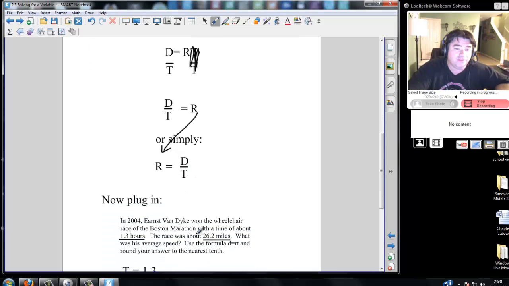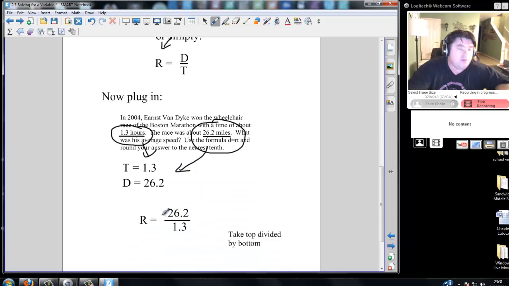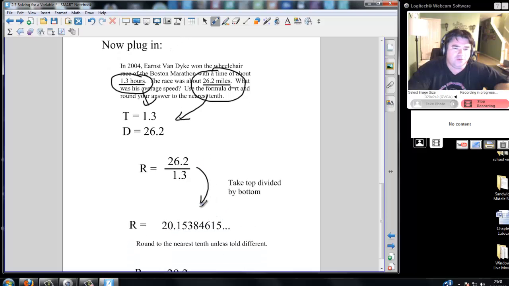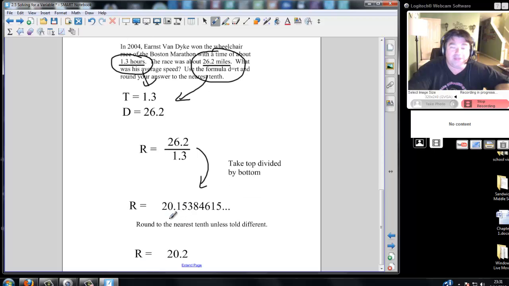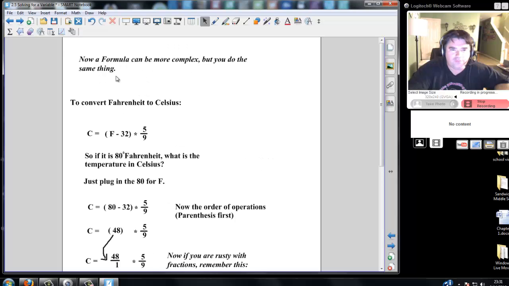Now I'll just plug it in. Notice how I have right here the 1.3 hours. That's the time. Notice I have the 26.2, which is the miles. So all you've got to do is plug in what we have, which is 26.2 over 1.3. Take top divided by bottom. So use your calculators, and hopefully you got this. Obviously I don't want you to write that whole thing. You can just round to the nearest tenth or hundredth, whichever makes you happy. I'll certainly take 20.2.